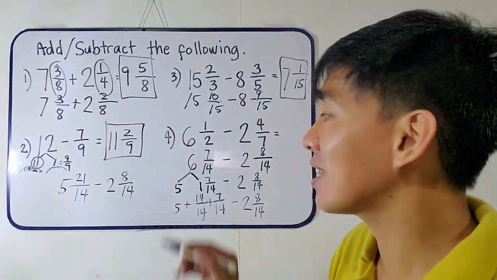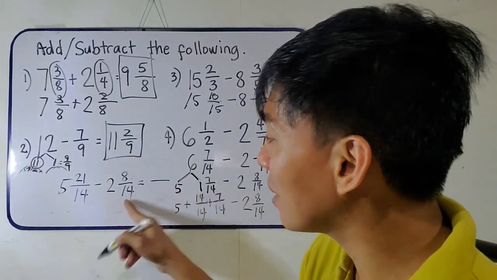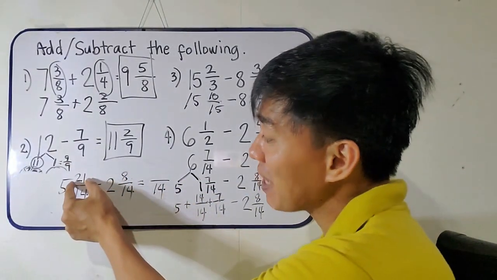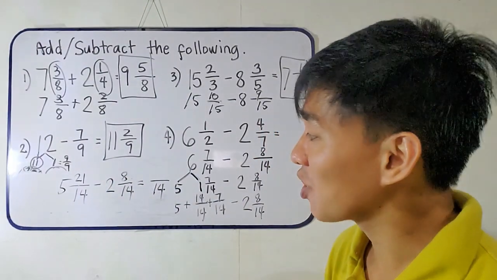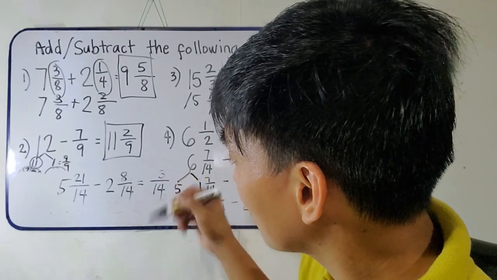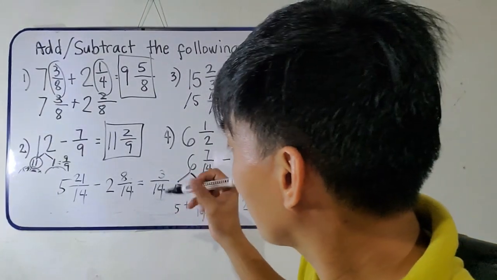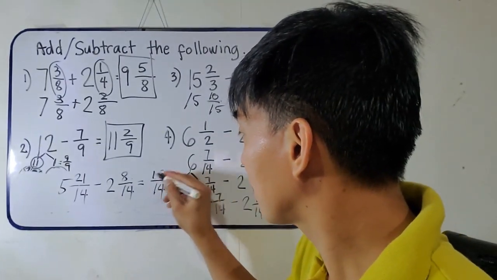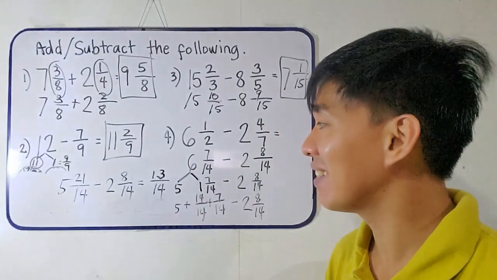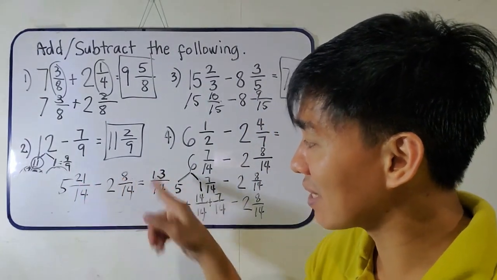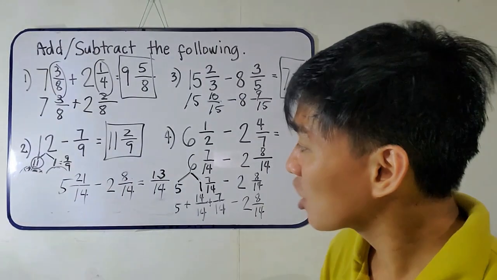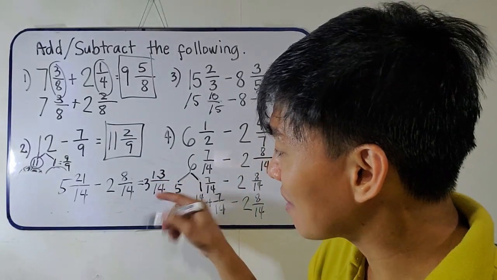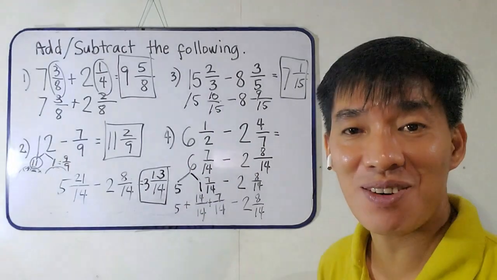In that case, the next thing that we have to do is copy the common denominator, which is 14, and subtract 21 and 8. So this is now big enough to be subtracted by 8. Okay? So the answer is... Oh my, it's not working, sorry. Okay, that's 13. So 21 minus 8, that's equal to 13. Okay? So 5 minus 2, the answer is 3. Because they are already in the simplest form, therefore, that's our final answer.